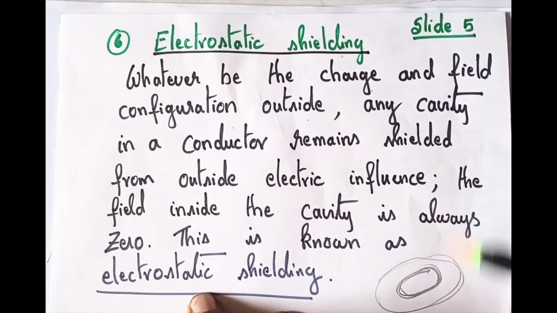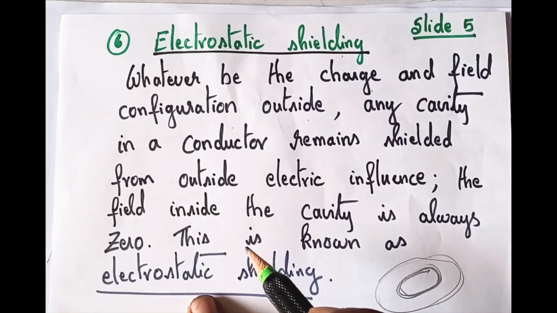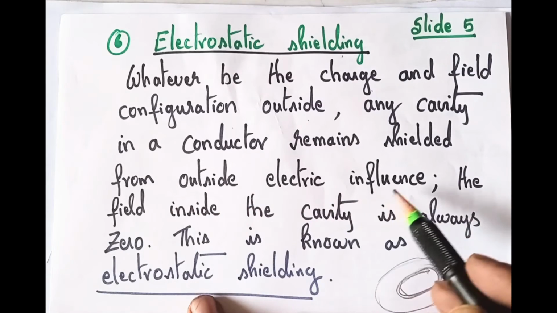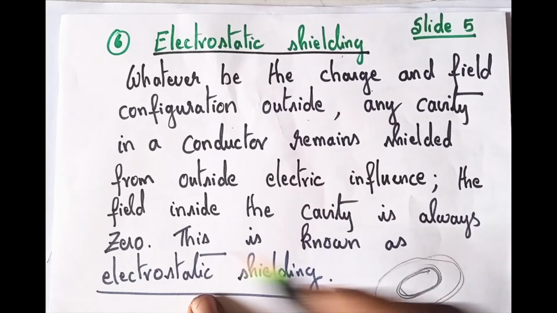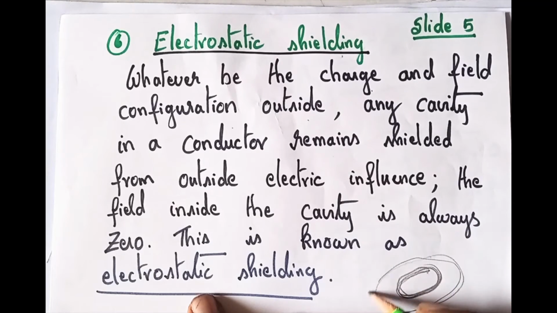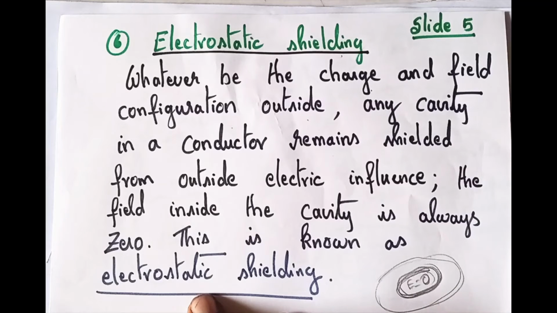Shielded means no outside electric field will affect the inside of the cavity from outside electrical influence. The field inside the cavity is always zero. So the field inside this cavity is always zero, that is, E is equal to 0. This is known as electrostatic shielding.